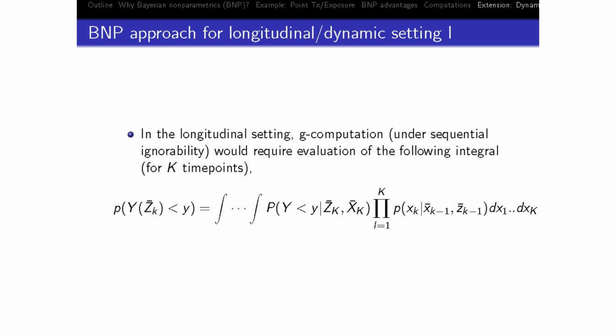So the key thing here, if you think about tackling the problem with G computation, is that if K is big, and depending on the dimension of XK here, there's a ton of distributions that you'd have to specify correctly. In most ways that you do it, there's little hope of getting them all right.